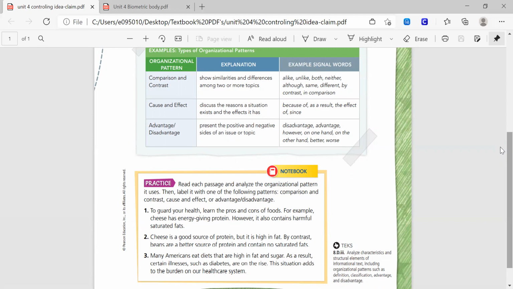Example 2, cheese is a good source of protein, but it's high in fat. By contrast, beans are a better source of protein and contain no saturated fats. So which one do we think that this could be? Compare and contrast, cause and effect, advantage, disadvantage. So take a look back up at your chart and see which one you think number 2 is.